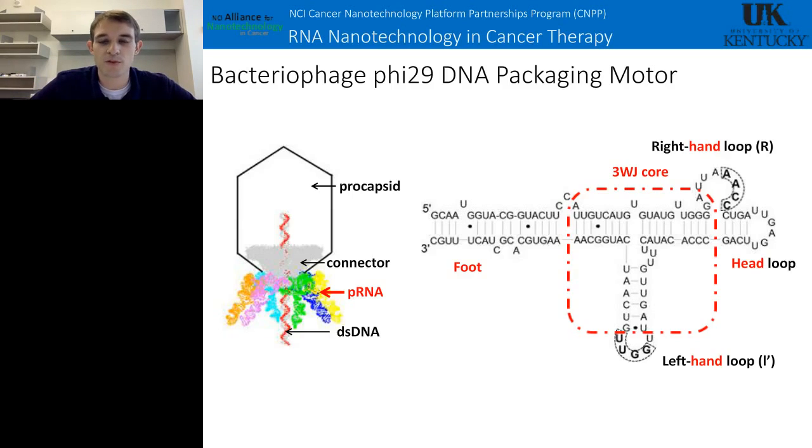So the diagram on the right is the secondary structure and sequence of this pRNA molecule. You can see that this pRNA molecule has some unique structural features, including loops and some bulges. The ones we exploit and use to make nanoparticles are the right-hand loop at the top and the left-hand loop. And we can also use the foot down here to fabricate different nanoparticles. Also, outlined in red is the three-way junction core.